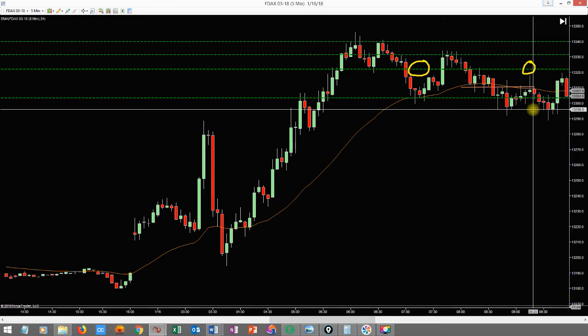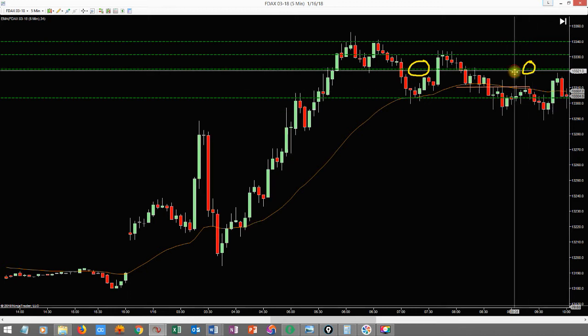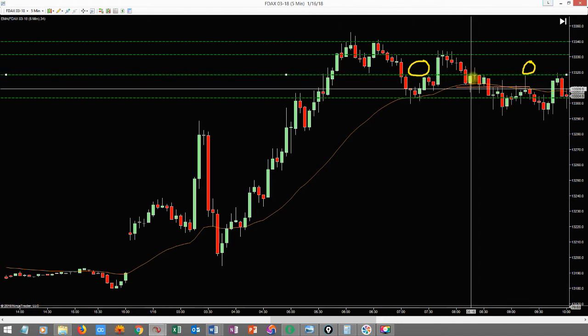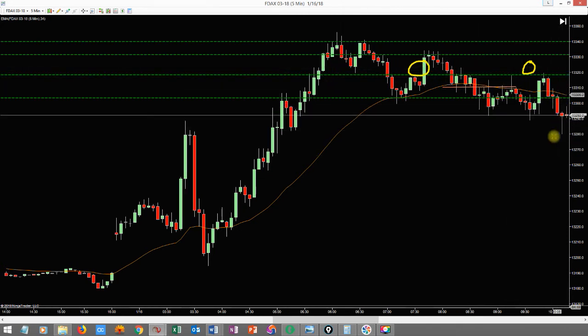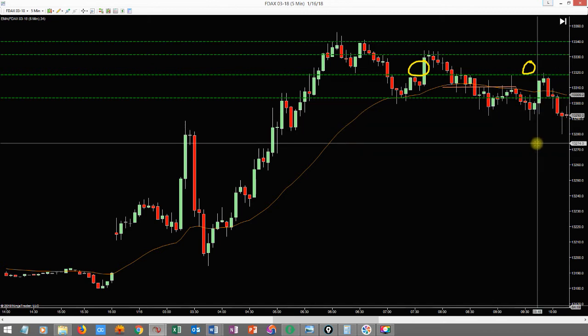All right, and then what it's doing, it is bouncing off of this general area here. Bounce off here, bounce off here. Now it's showing you bullish, bearish candles, and there is another hammer. However, it hasn't broken yet, so this could still be ranging.